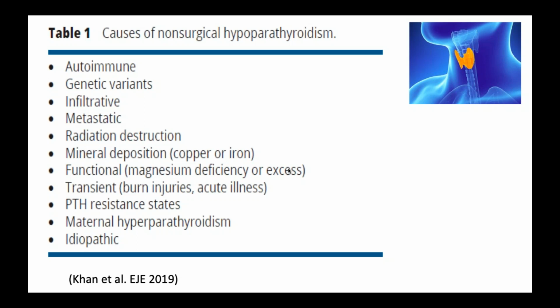We can also have PTH-resistant states with mutations in the GNAS gene, and we'll talk about this in further detail. Maternal hyperparathyroidism can result in suppression of the baby's parathyroid gland, so the fetal parathyroid gland formation may be affected and result in hypoparathyroidism in the fetus and the baby. And lastly, if we don't identify the cause, then we call it idiopathic.